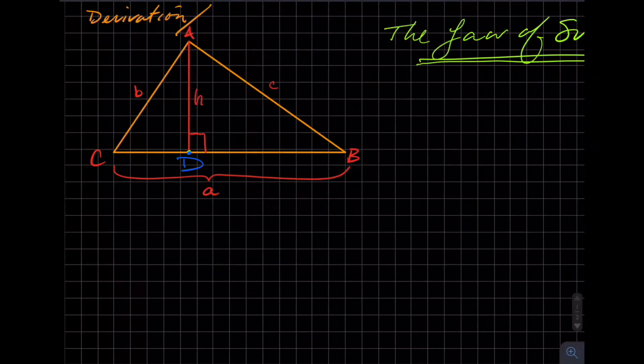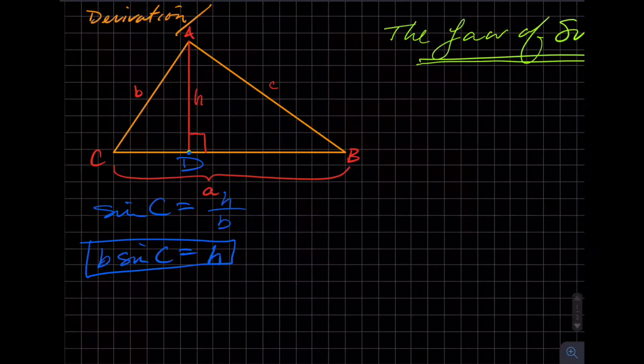Let's start out by taking the sine of angle C. The sine of angle C is the length of the opposite leg, H, divided by the hypotenuse b. I'm using the left triangle because that's where angle C is. I'm going to multiply both sides by b, and so I get b sine C is equal to H, and I'm going to hold off and use that in a second.